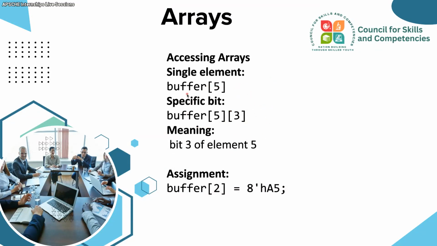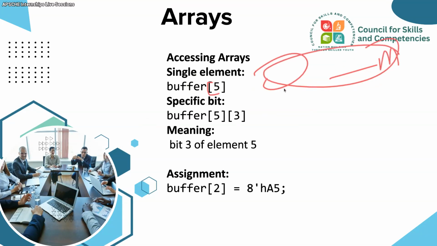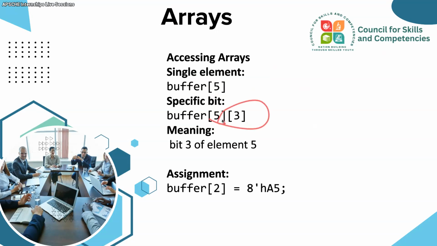How do we access the array? It starts from 0 up to the maximum index, and with these indices you can access it. If it is a two-dimensional array, you can use two indices. The meaning is bit 3 of element 5, something like b[5][3]. Now in the assignment, buffer 2 is equal to an 8-bit value, which we put in hexadecimal as a5. These are some examples related to arrays.